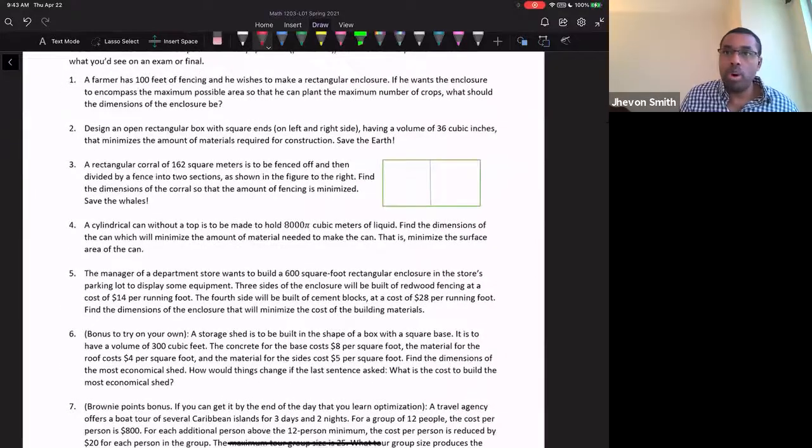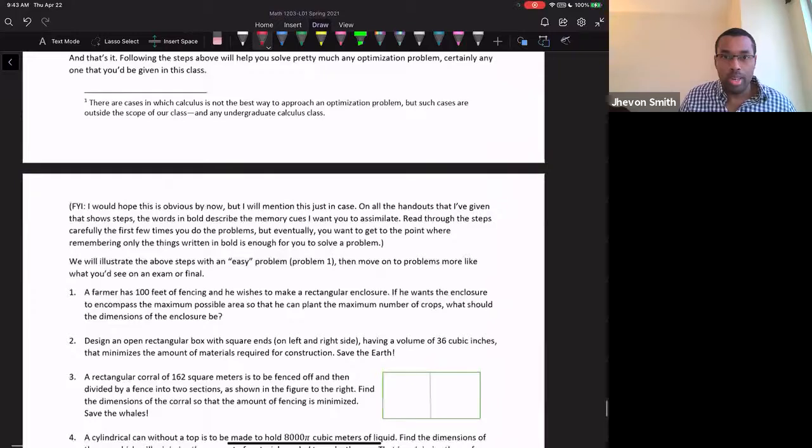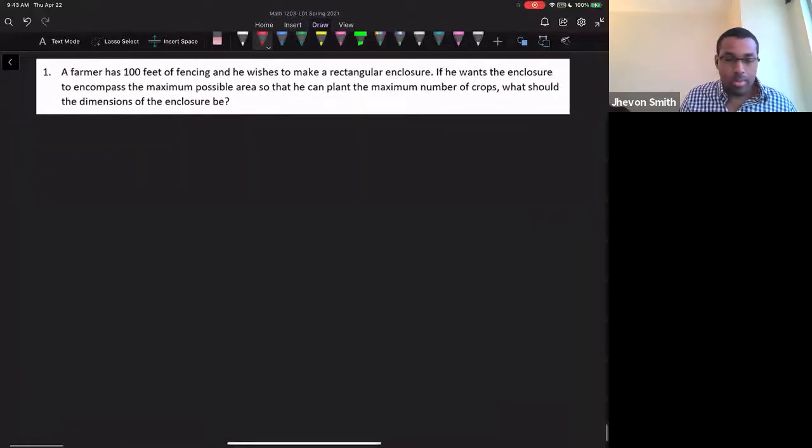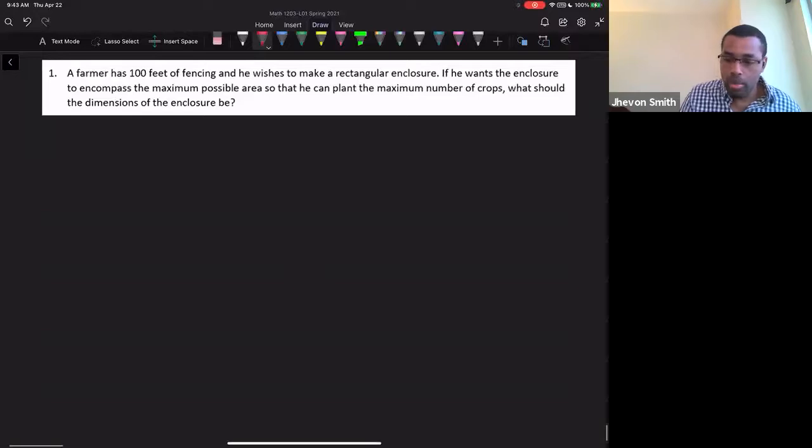So problem 1 is actually a great way to illustrate the process. Sometimes when I'm teaching in person, I actually do problem 1 while I'm explaining the steps. So we're going to do that. We're going to do problem 1 now. Okay. So this is the topic of optimization.